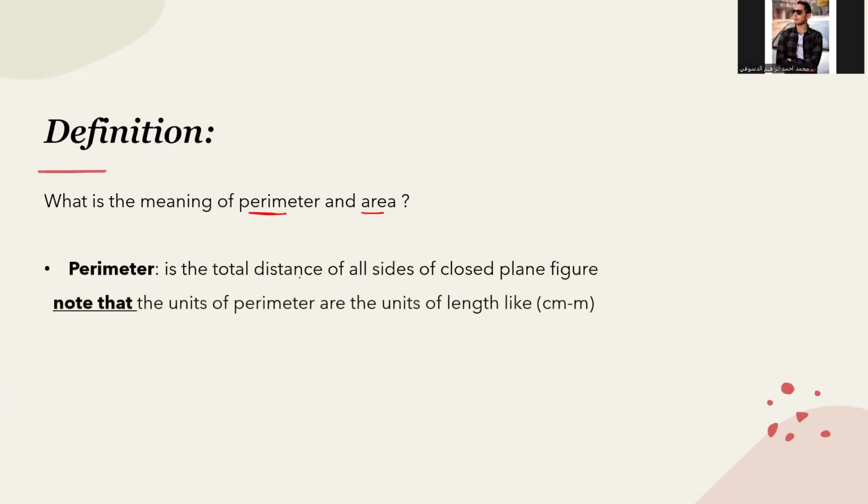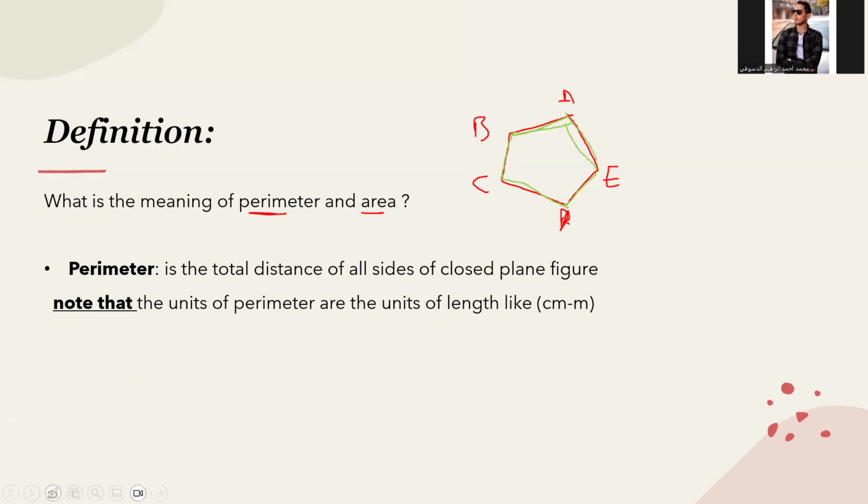The perimeter is the total distance of all sides of a closed plane figure. That means if I have a shape like this one, A, B, C, D, and E, and I want to get the perimeter, it is the total distance of all the sides. That means that the perimeter is AB plus BC, CD, DE, and EA.